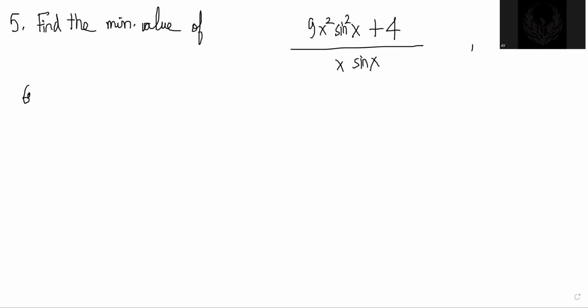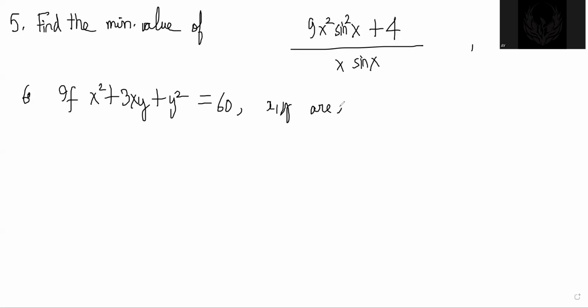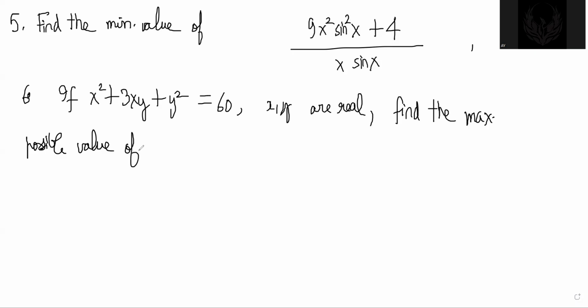And the sixth one is: if x square plus 3xy plus y square equals 60, where x and y are real, find the maximum possible value of xy.